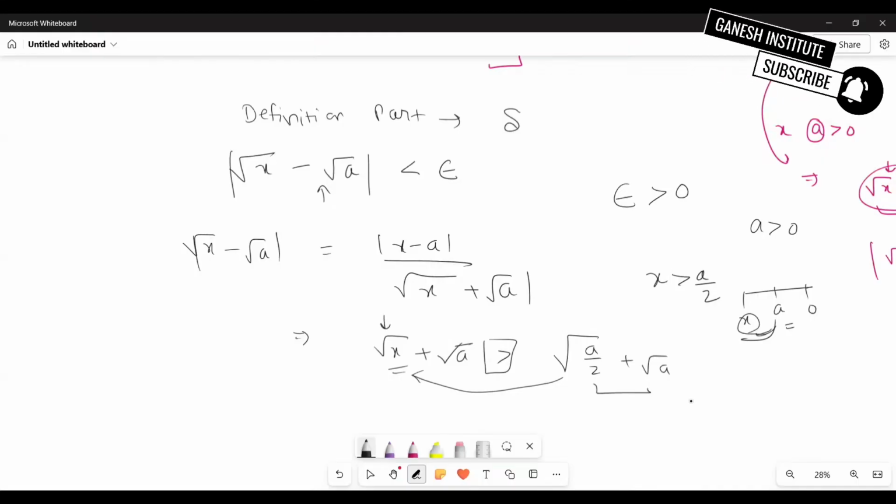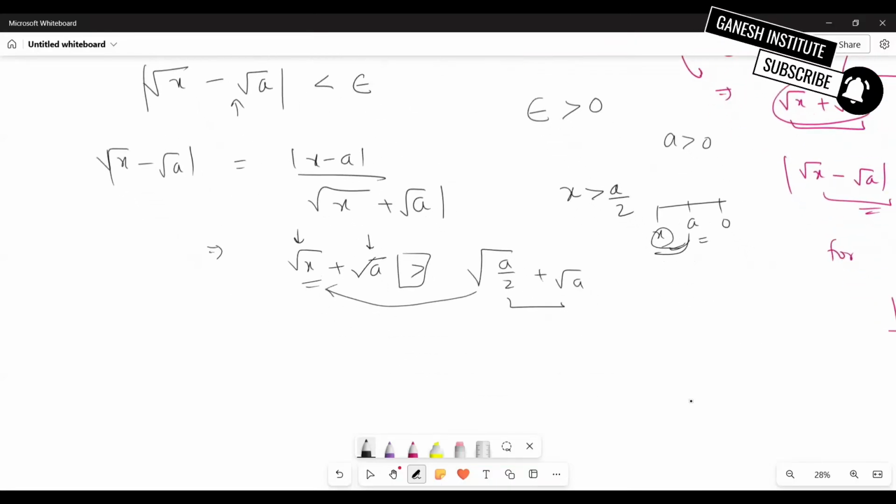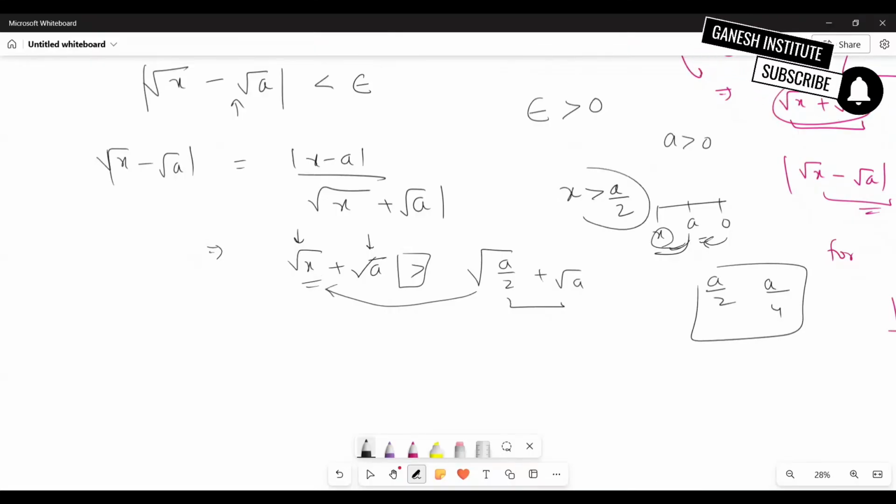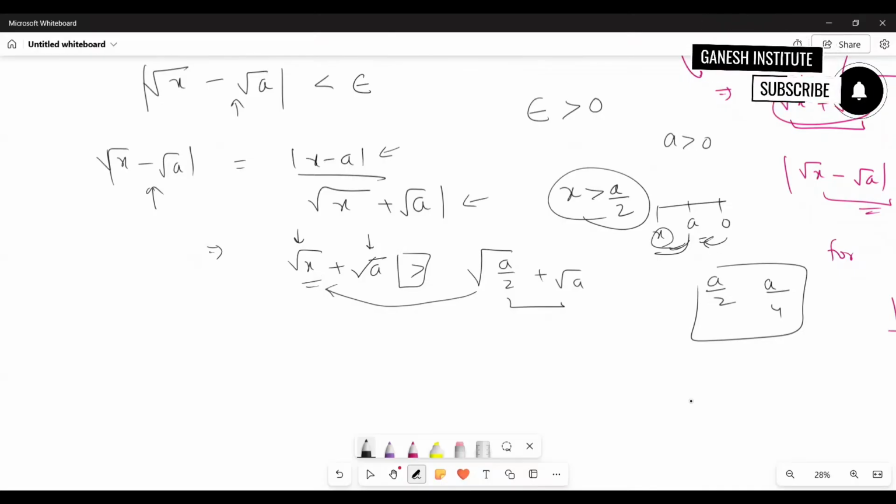But how do you know that X is more than A by 2? Because I have assumed that X is near to A, greater than 0. I have taken half or 1/4, anything you can take. But X has to be greater than that so as to have this absolute value in the picture. But you don't even know yet that X is greater than A.